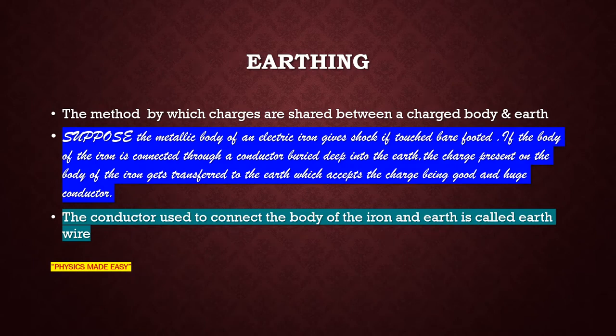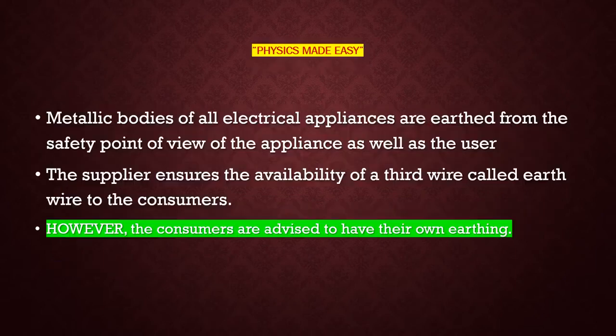Earthing is a very important concept. This is a method by which charges are shared between a charged body and the earth. Suppose the metallic body of an iron rod gives a shock if touched barefooted. If the body of the iron is connected through a conductor buried deep into the earth, the charge present on the body of the iron gets transferred to the earth, which accepts the charge, being a good and huge conductor. The conductor used to connect the body of the iron and the earth is called the earth wire.